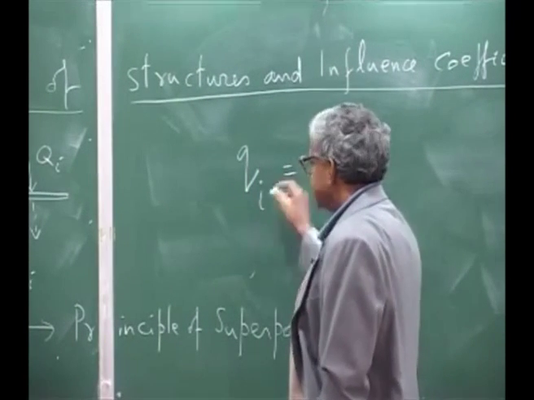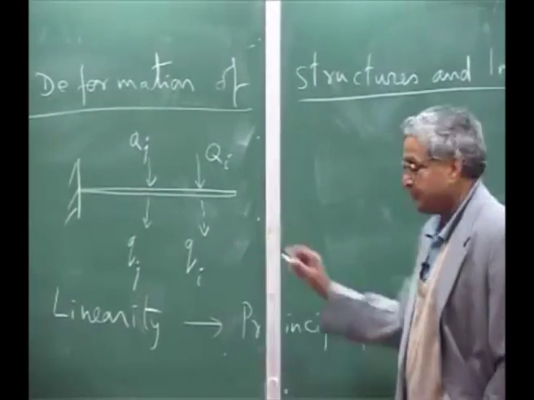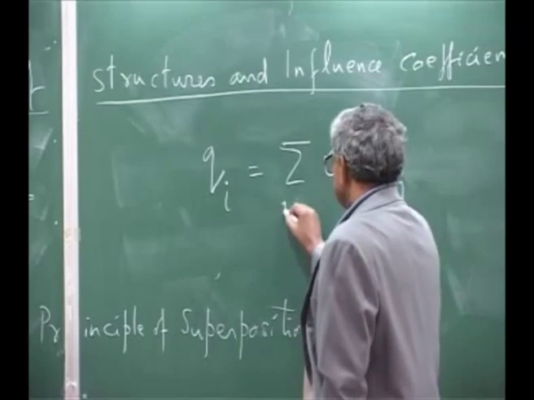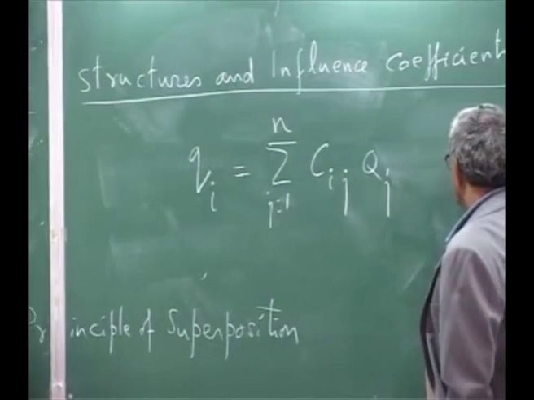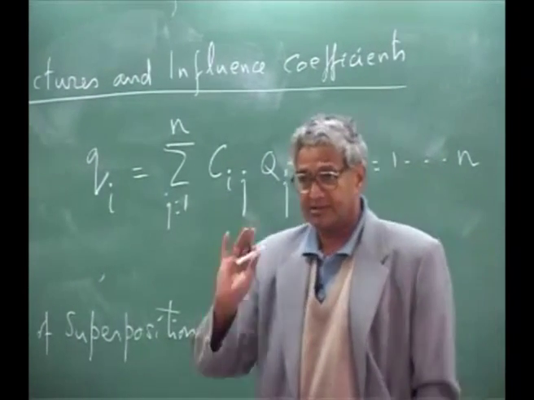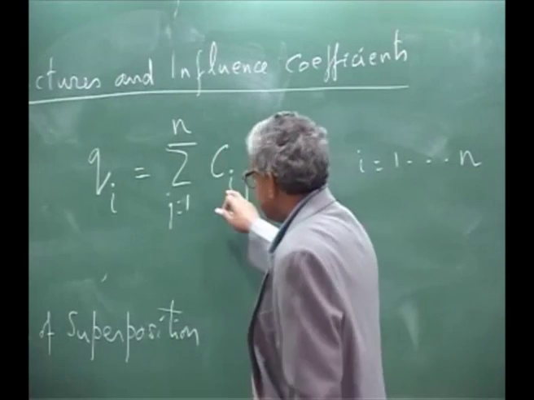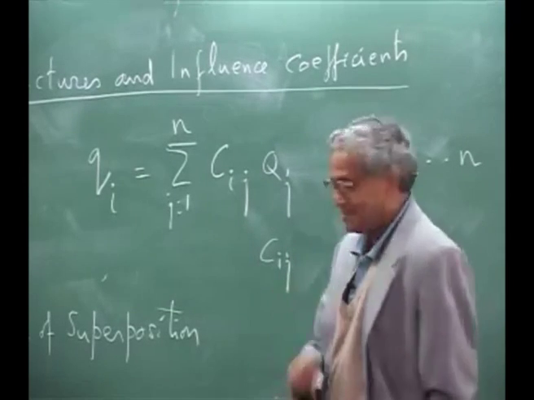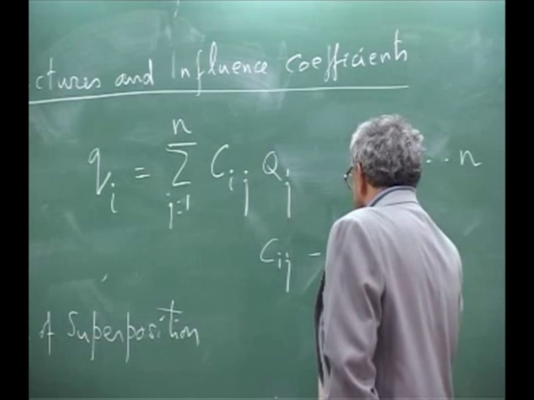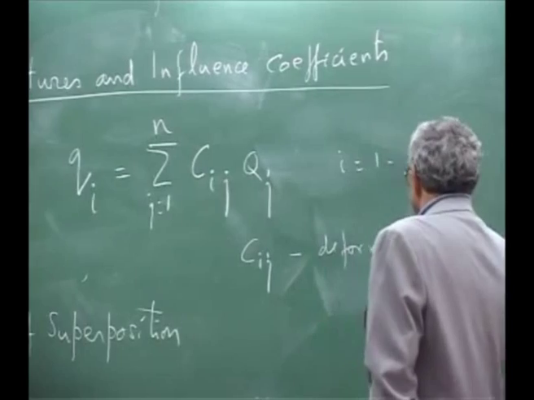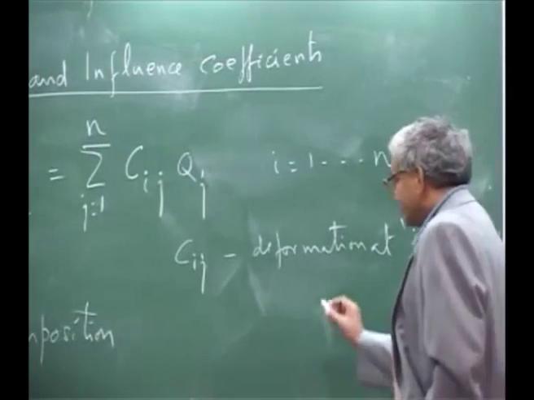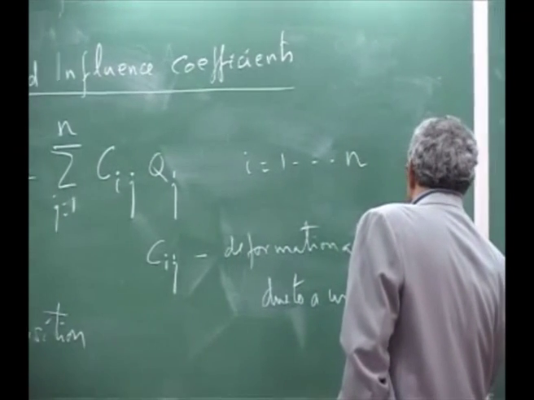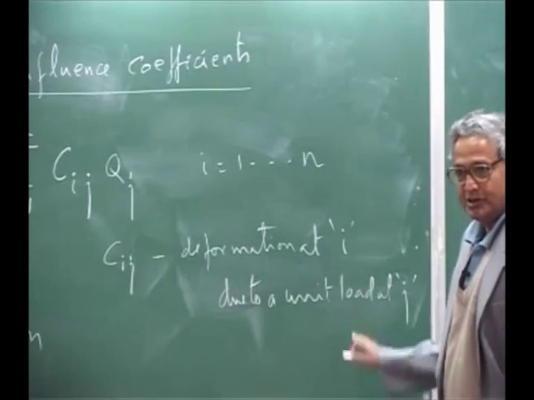Qi is the deflection at point i due to Qj, j running from 1 to n, you may have n loads. Now i also runs from 1 to n locations. That means Cij now becomes, you call it influence coefficient matrix, because this is like deformation at i due to a unit load at j. Unit load, and you are just summing it up.